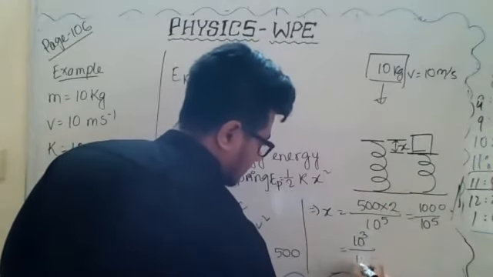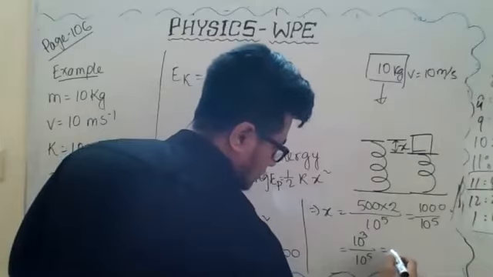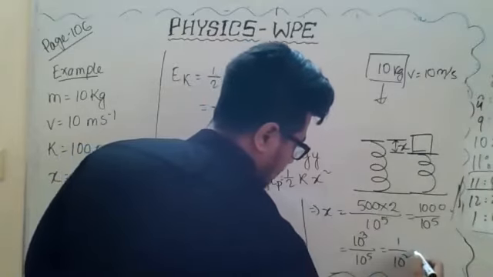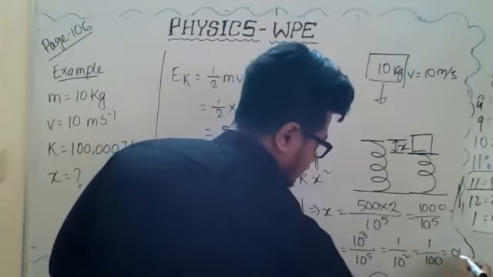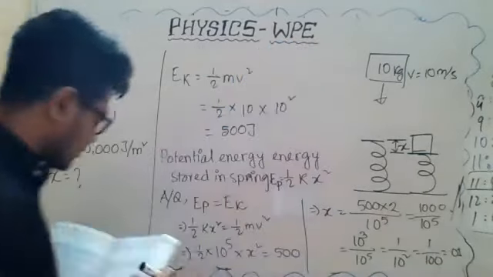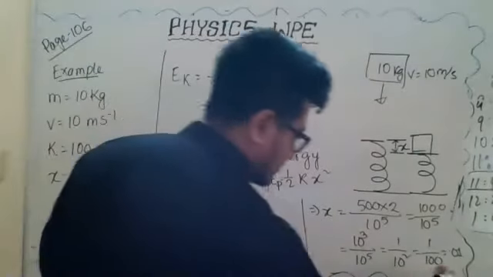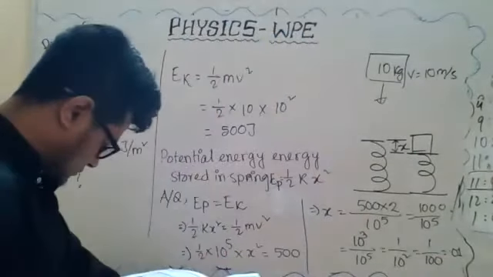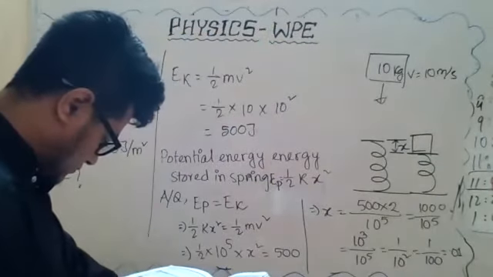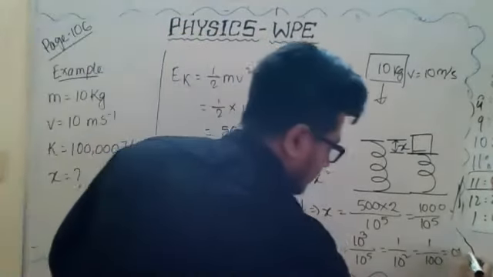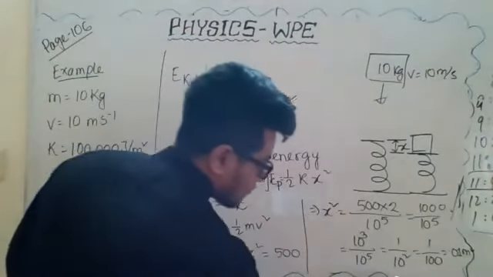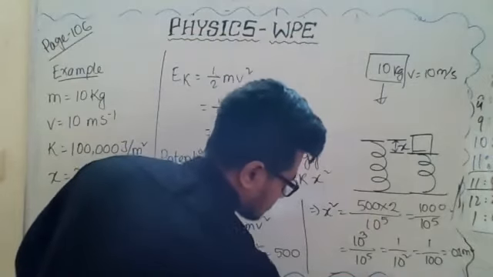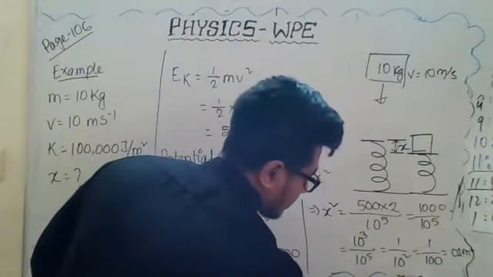It will be 10 to the power 3 divided by 10 to the power 5. So it will be 1 by 10 square. That means 1 by 100. Okay, 1 by 100 means 0.01. Is it meter or centimeter? Definitely it is meter. Okay, 0.01, this is meter square, because this is x square. So from here I can easily calculate x is equal to, if I take root over, it will become 0.01 meter.